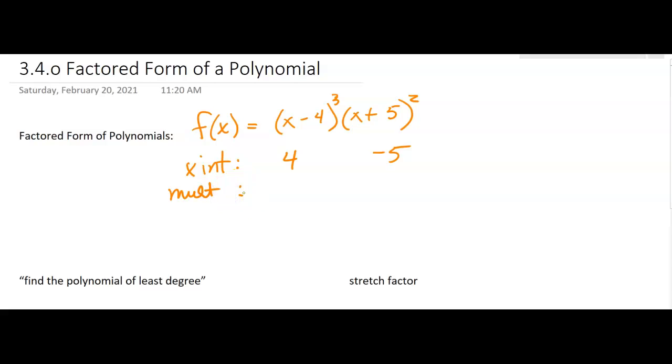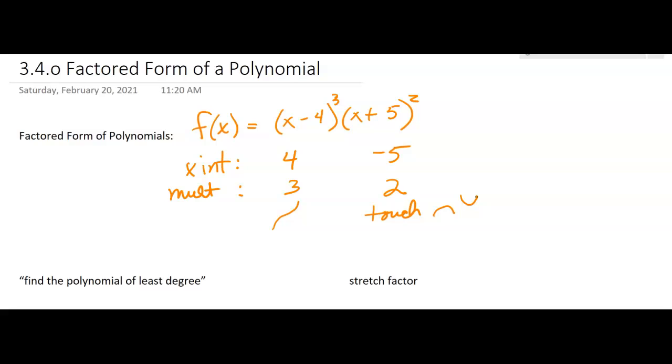The multiplicity of 4 is 3, so it means it's going to cross on through like that, or it could be going the other way. And then the multiplicity of the other one, -5, is 2, and so we know that's going to bounce, right? Touch or bounce. And it might be coming up like this, or it might be coming down like that, one of those two ways.